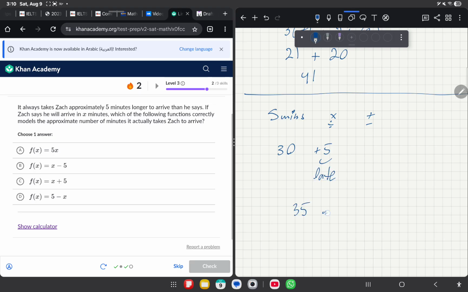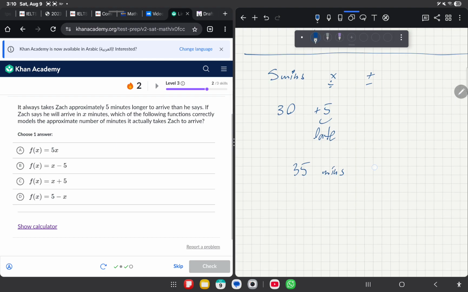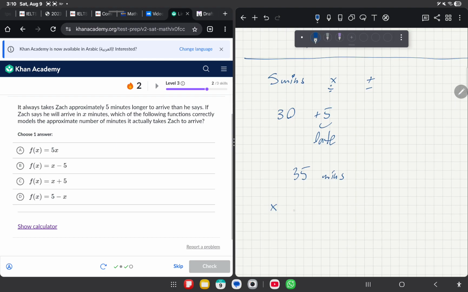So 35 minutes. If x is the amount of time that he says it takes him to arrive, and they say it takes approximately 5 minutes longer than he says, it's going to be x plus 5.